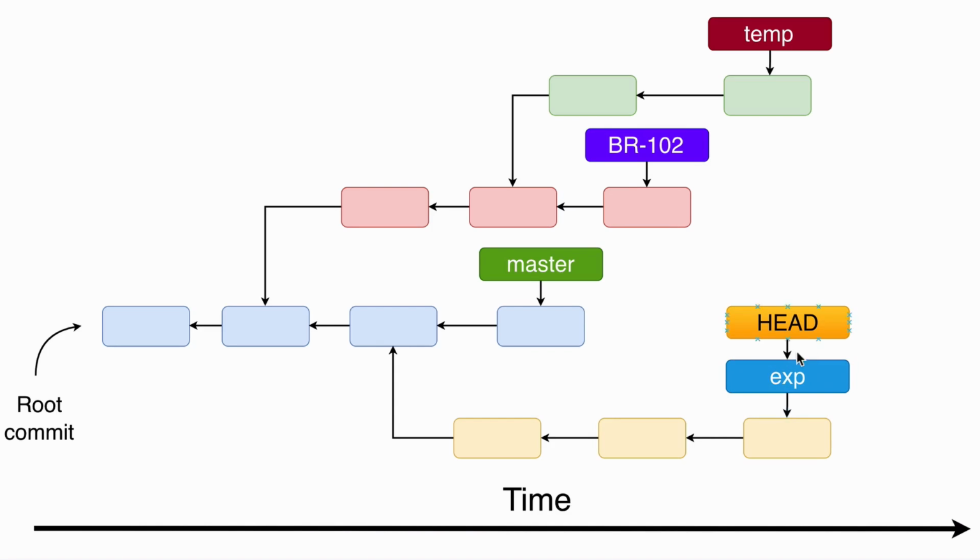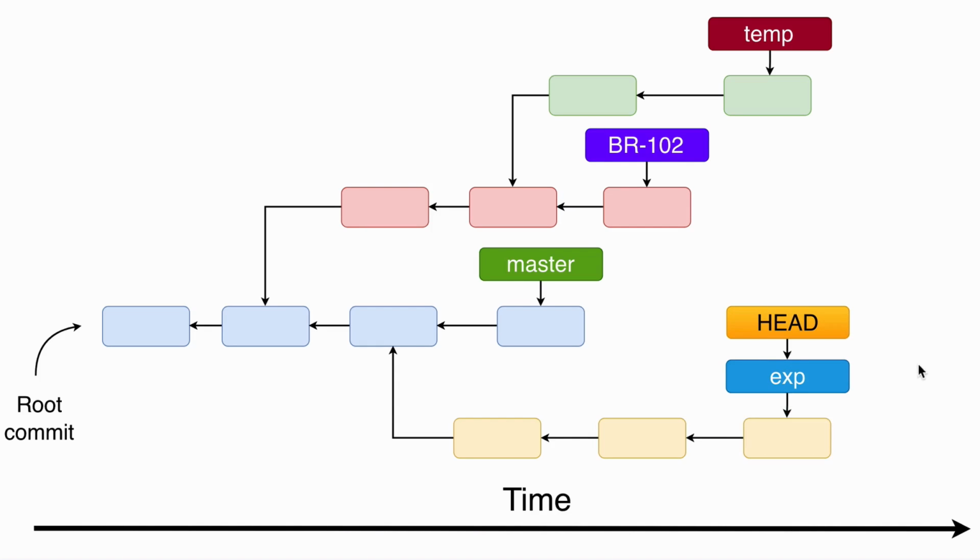Next, you see here the head pointer, and you know that the head can be only one. There are multiple branches on this diagram, but the head pointer is just one. At the moment it points at the experimental branch, exp. This experimental branch is a wrapper for this commit. And underneath this commit there is a tree with blobs and probably other trees. That means that at this moment your working directory contains files and folders based on the tree object underneath this commit.